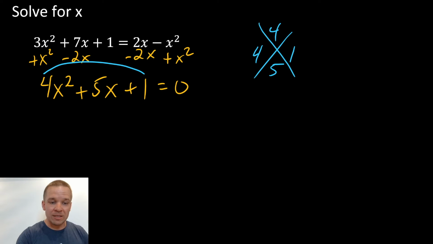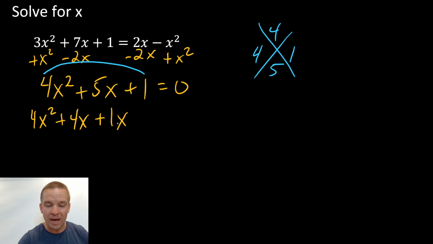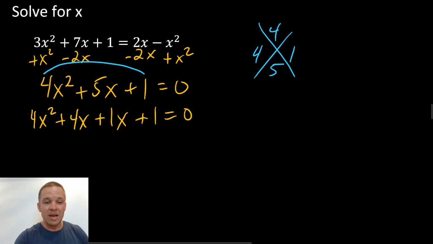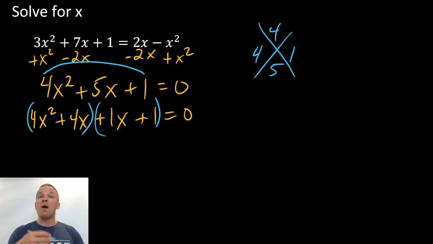And now I'm going to break this thing apart, and it's going to become 4x squared plus 4x plus 1x. I'll throw the 1 there just for fun. Plus 1 equals 0. And now I'm going to go ahead and group the first two terms and the last two terms and pull out a GCF from each, right? We set up factor by grouping when we're doing rainbow method.